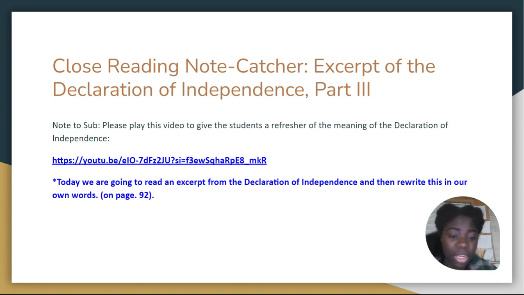Okay, so after this, we're going to read an excerpt from the Declaration of Independence. Then you're going to rewrite it in your own words on page 92. Now, an excerpt is like a piece of a document. Does that make sense? So we are not going to read the entire Declaration of Independence as it is much too long. It's really, really long. We're just going to take a segment of it, a piece of it. We're going to explore that piece. That's what an excerpt is.